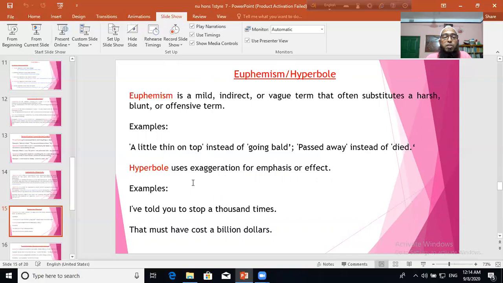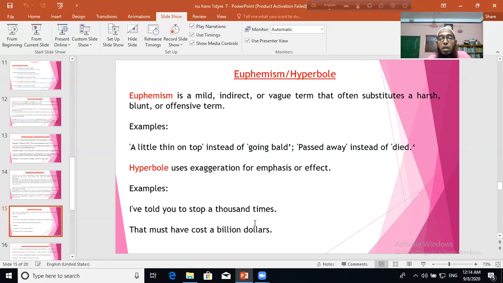Hyperbole is a bombastic expression, I mean exaggeration for emphasis or effect. To emphasize something, sometimes we use hyperbolic words, phrases, or sentences. Writers do this also. Look at this sentence: I have told you to stop 1,000 times. Is it possible to say the same thing 1,000 times? So this is a hyperbolic expression. It's impossible, so that is just for saying. That must have cost $1 billion. So this $1 billion is an exaggeration.